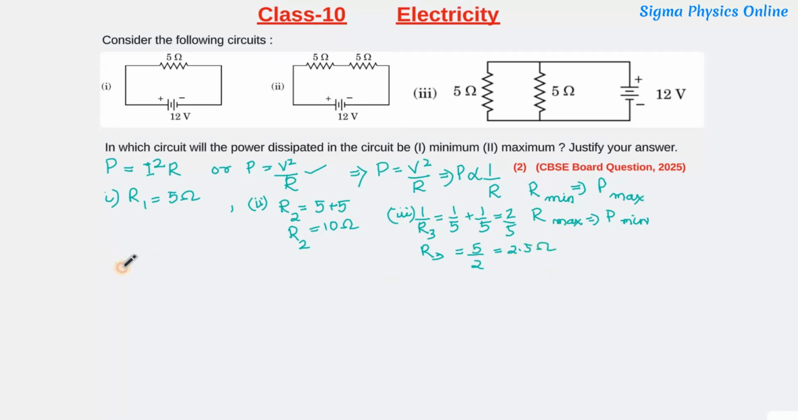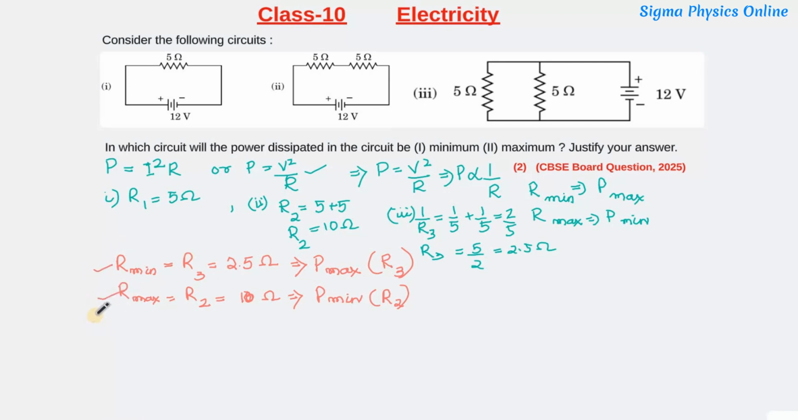So we see that out of these, the circuit possessing the minimum resistance is R3, which has a value of 2.5 ohm. Since this resistance is minimum, the power dissipated will be maximum. Hence the power dissipated is maximum for the third circuit, that is R3. Now resistance is maximum for the second circuit, which is R2, and the value is 10 ohm. Hence power dissipated is minimum for the second circuit R2. So we have found out theoretically that R3 has the maximum power dissipation and R2 has the minimum power dissipation. Now let's calculate and see what values come out.